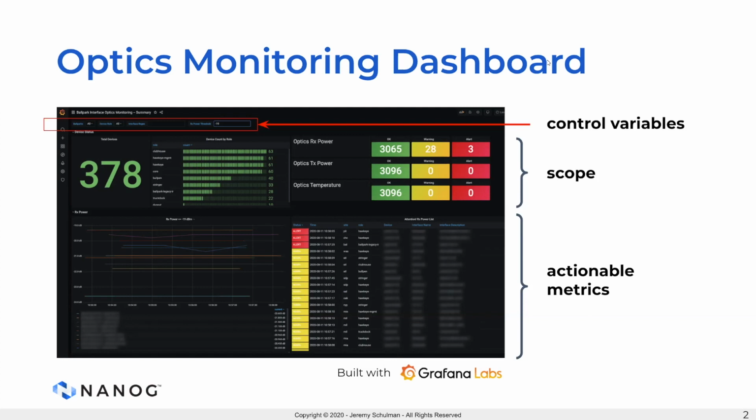So in this dashboard, what I'm showing here is that there are a set of control variables. These are drop downs that would allow us to select, for example, which ballparks we want to look at or which devices we want to look at. And here in what I would call the scope, we can see how many devices we're trying to show here. And in this case, this would be all of our ballparks and all of our optics.